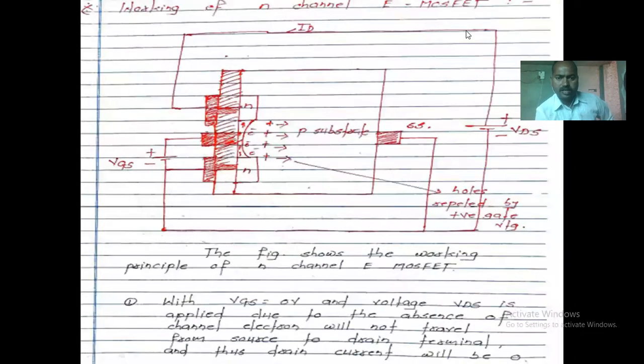See, this is the N channel, right? N channel indicates that here are two N regions. In the case of a P channel, here are two P regions. That will be the change. And here is an N substrate, right?